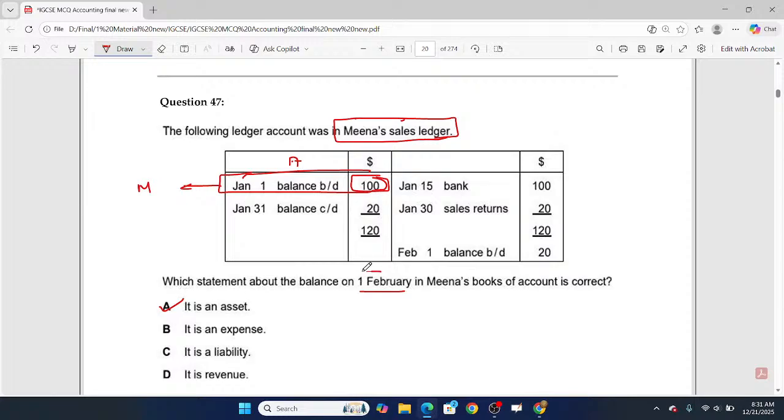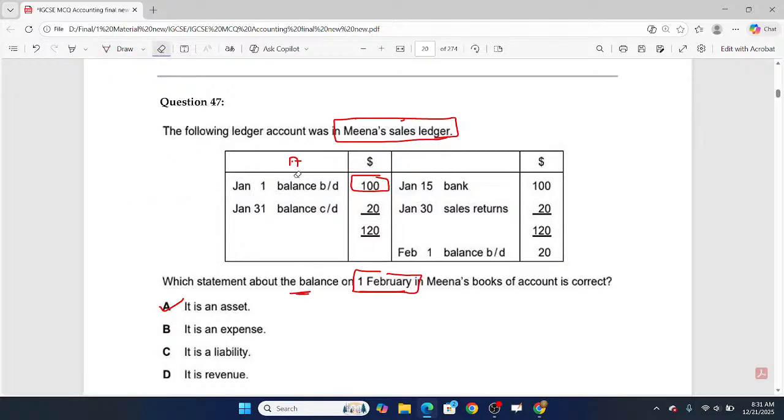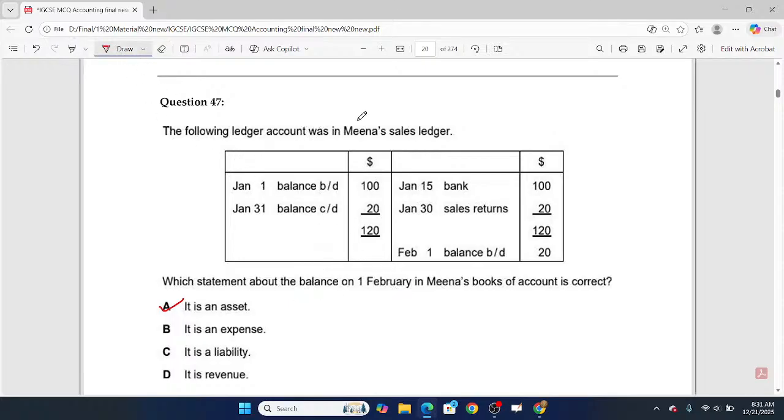Okay, 1st February. Which statement about the balance on 1st February? No, I just explained. Okay. Following ledger account was in Meena's sales ledger.